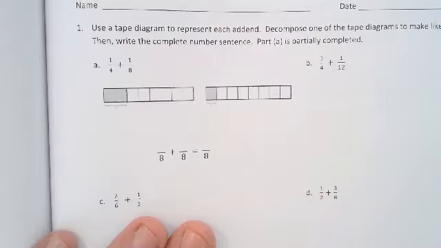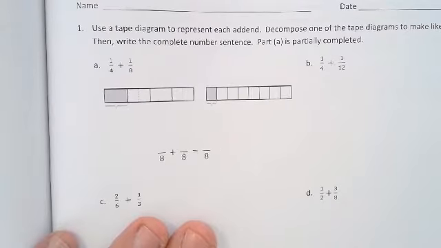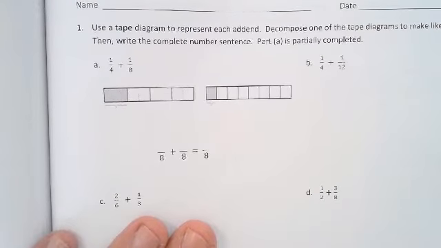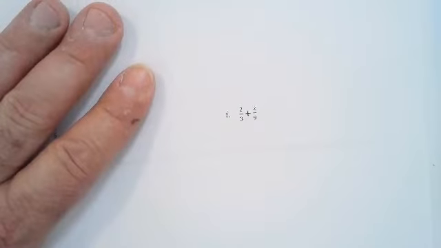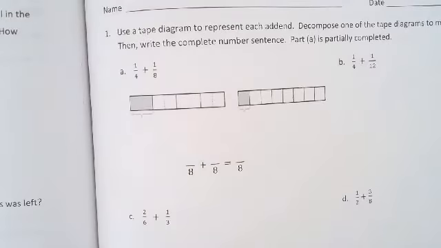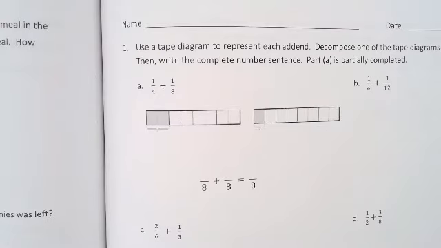Okay, here we are. We're at our module book. We are looking at lesson 20 problem set, page 105. And let's look at the first one real quick. This was the first example. Very simple example, 1/4 plus 1/8. Remember, we got to get the bottom numbers the same. And on this one, they want to show a tape diagram as well.